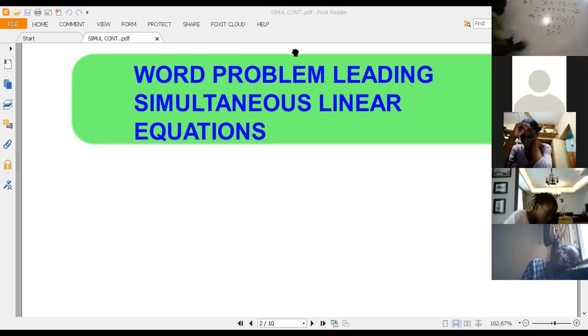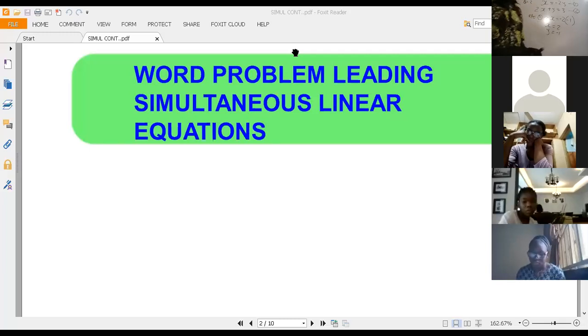All right. This is just to refresh and jog your memory based on what we have done in the last class. Again, I repeat, your assignment is very important. Send it to me so we can do the correction. All right. Now, today's topic is word problem leading to simultaneous equation.